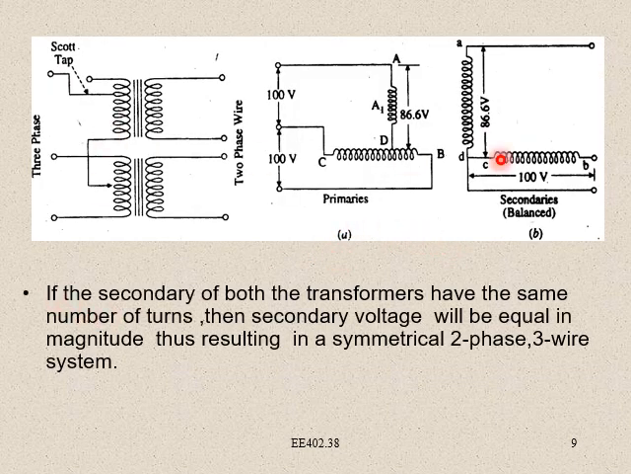Then from the same diagram, you can observe that if the secondary of both the transformers have the same number of turns, then the secondary voltages will be equal in magnitude, thus resulting in a symmetrical two-phase three-wire system.